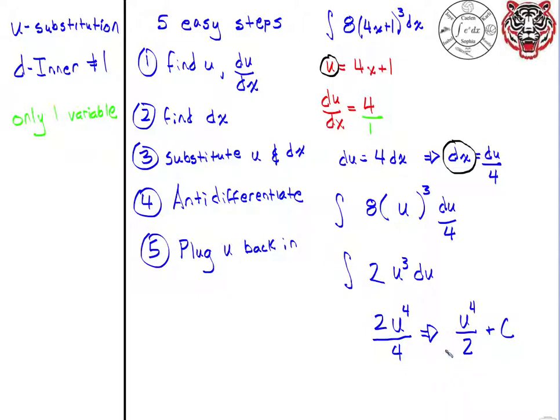So our final answer now is 4x plus 1. That used to be our u. We'll put parentheses around it because we're substituting. Whenever you do substitution, do your parentheses. All of this divided by 2 plus c. There's our final answer. Great.